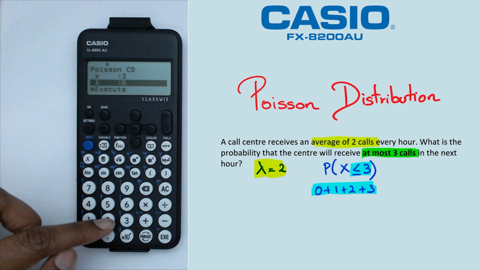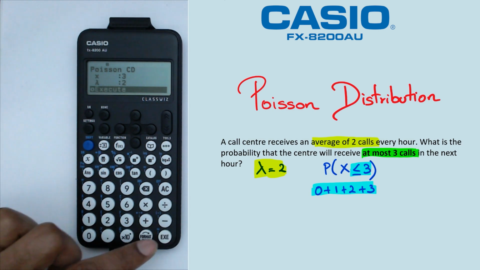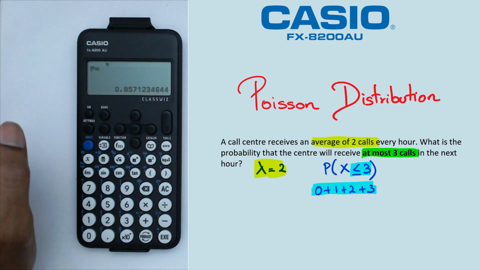Our lambda is equal to 2, and we're going to put that in and click on execute. And what we have is a probability of 0.8571. Let's have a look at another type of question.